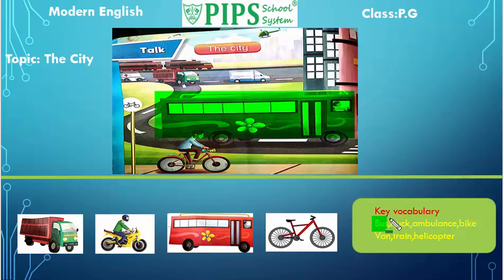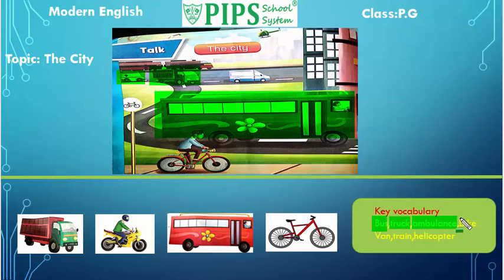The next word is truck. This is a truck. The next word is ambulance. Do you know where the ambulance is? Let us find the ambulance in this picture. This is an ambulance.